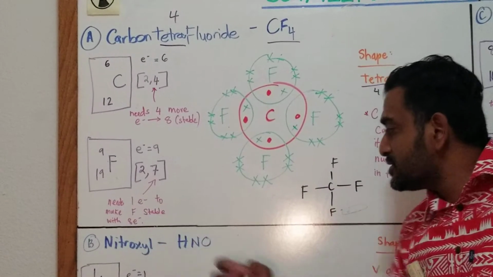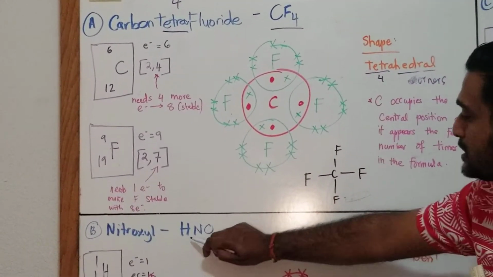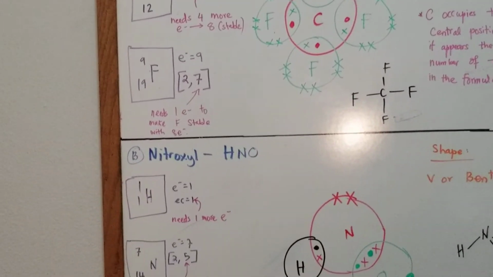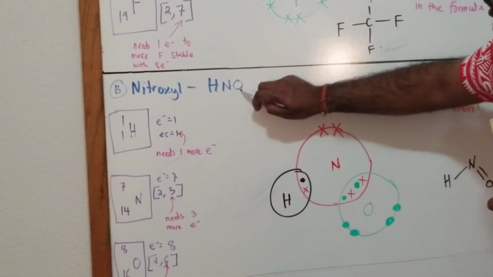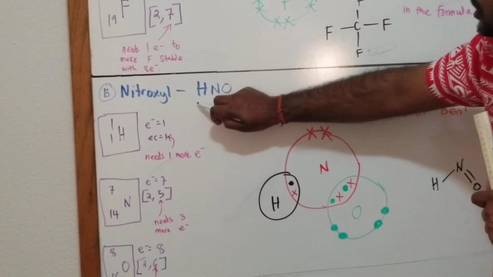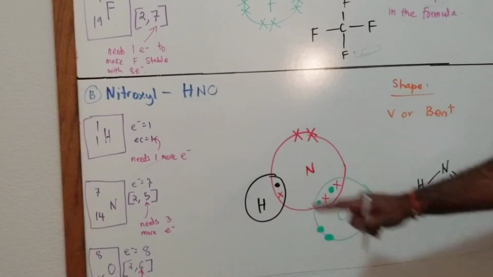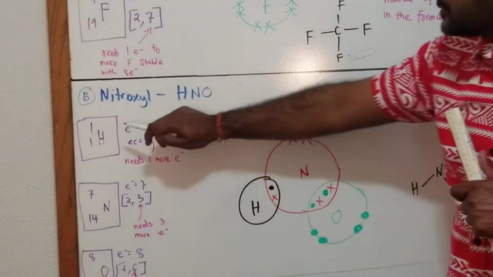Second one is called nitroxyl. Nitroxyl is hydrogen, nitrogen and oxygen. I have placed the elements in order. Hydrogen first, nitrogen second and oxygen third, and this is the order I will follow while I draw the Lewis structures. Let's look at the atoms individually.